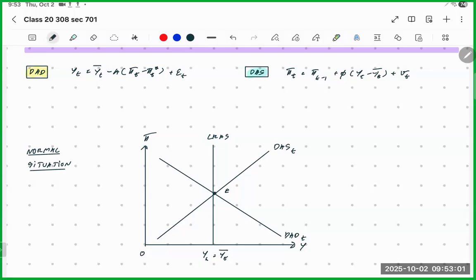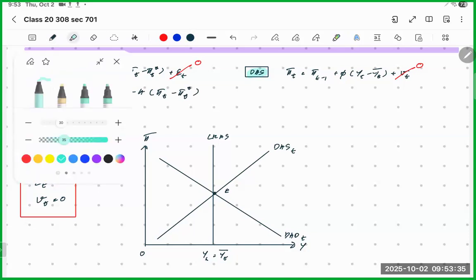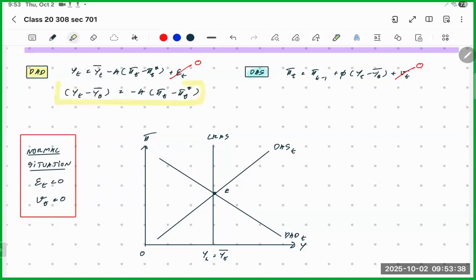A normal situation. For example, we don't have a demand shock and we don't have a supply shock. If we don't have a demand shock, epsilon T equals 0. If we don't have a supply shock, VT equals 0. Then rearranging the equation a little bit, moving Y bar to the left, it becomes YT minus YT bar equals minus A times pi T minus pi T star. I want you to focus on this one.